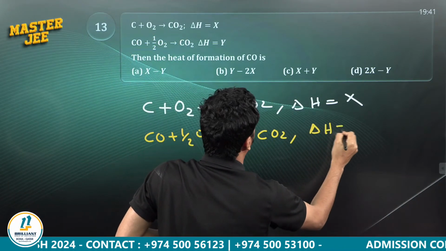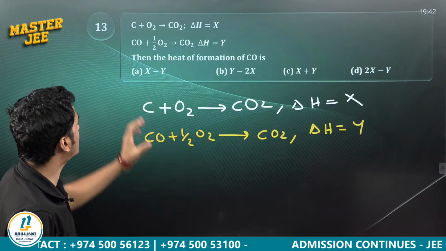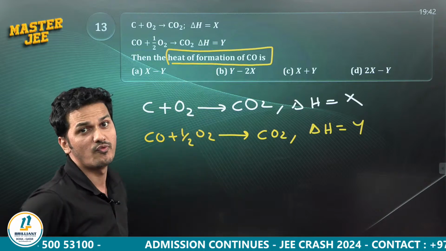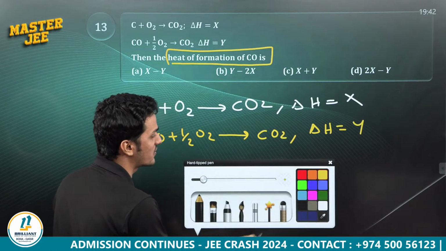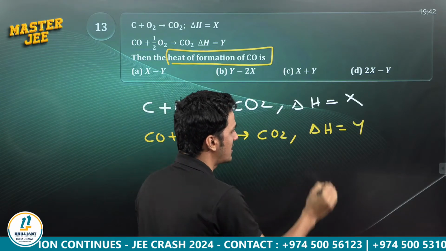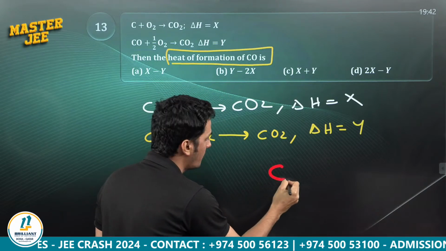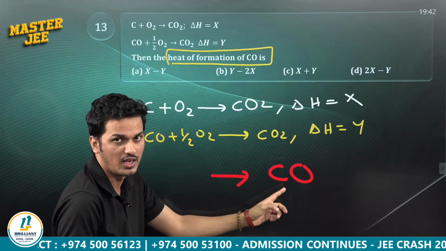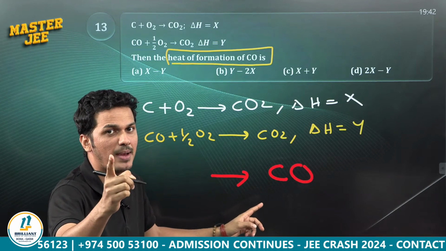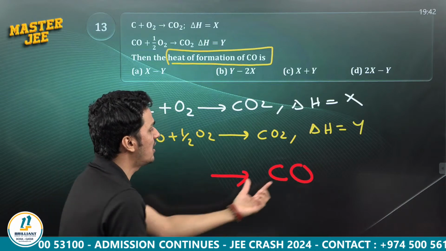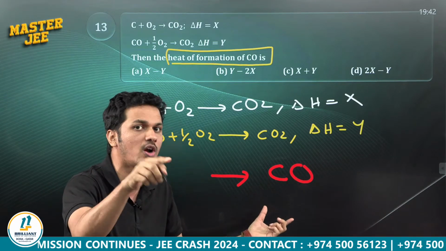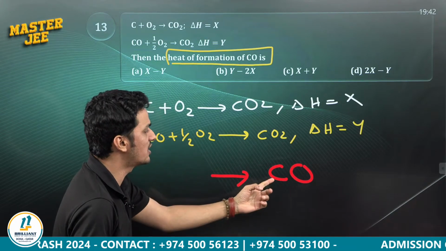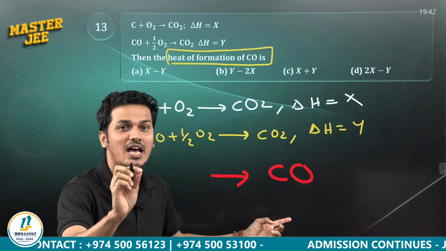Delta H equals Y. They are asking you to find out the heat of formation of CO. We have to find out the formation reaction of CO. How can I write the formation reaction of CO? Formation means it should be 1 mole, formed from its own elements at their standard state. So CO is 1 mole. Which elements are there in CO? Carbon and oxygen.